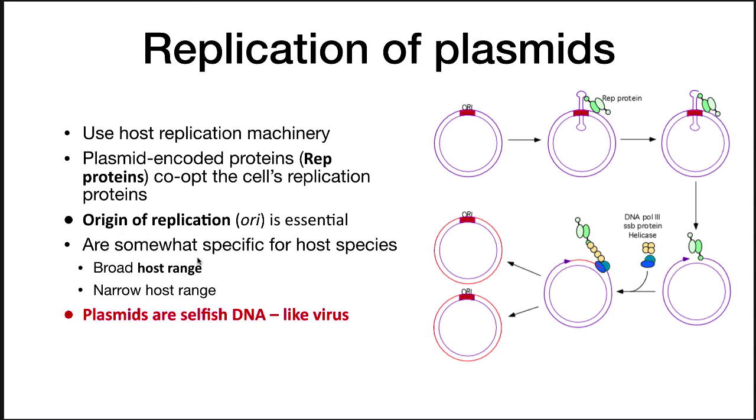These origins are somewhat specific for host species. So if you have a specific origin of replication, you only find this plasmid in specific hosts. Other plasmids have a broader host range and a more broad origin of replication that can be recognized by a bunch of different microorganisms. Finally, the one thing I really want to emphasize is plasmids are selfish DNA.